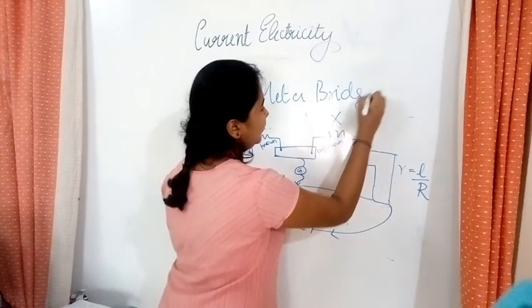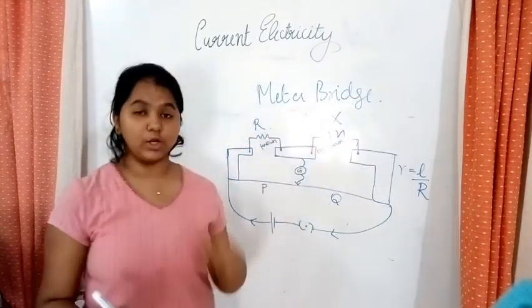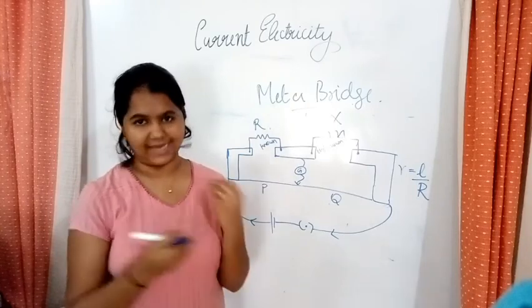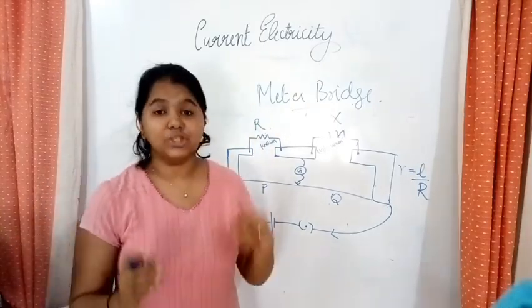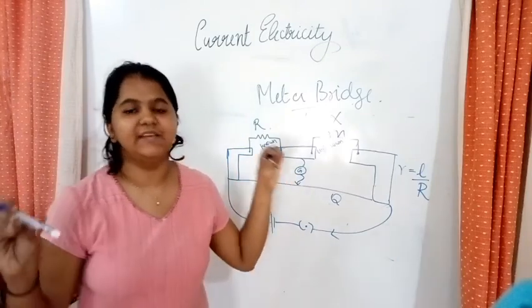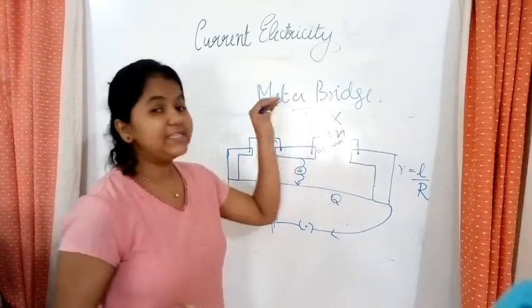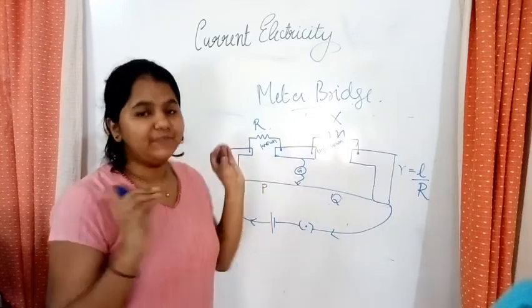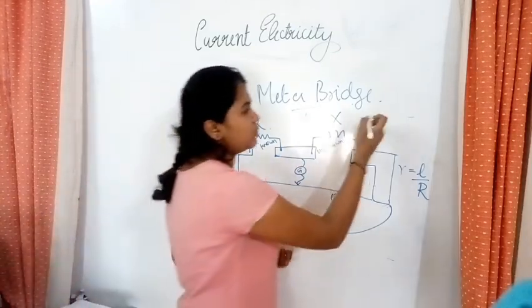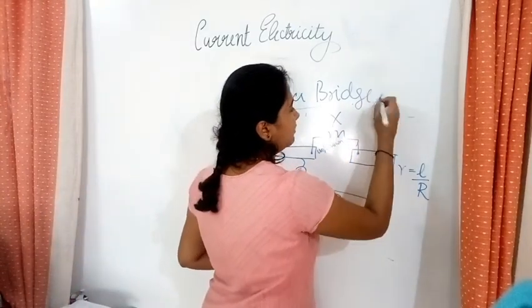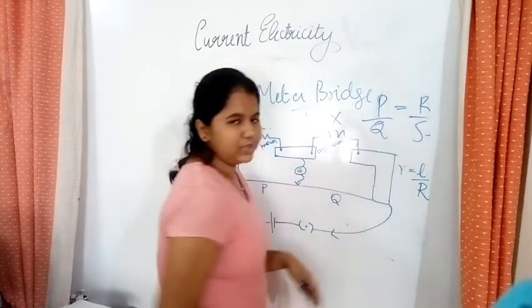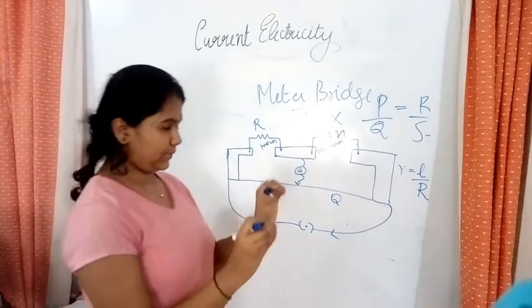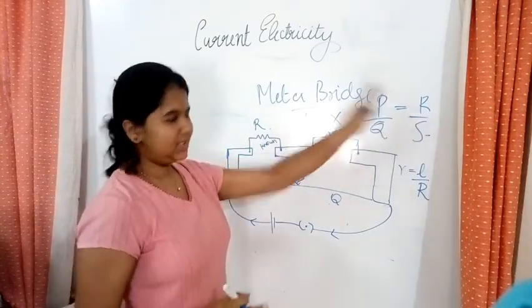So we know that meter bridge is also known as either slide bridge or slide wire. The meter bridge is actually a practical application of Wheatstone's bridge. That is, the meter bridge works on the principle of Wheatstone's bridge. So that is, P by Q is equal to R by S. That is the Wheatstone's bridge equation.